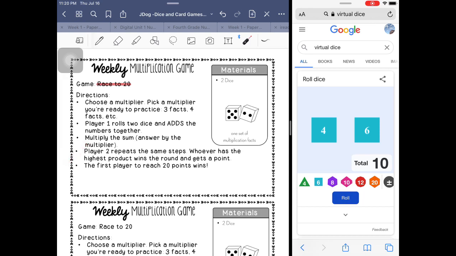Player 2 repeats the same steps. Whoever has the highest product wins the round and gets a point. The first player to reach 20 points wins.